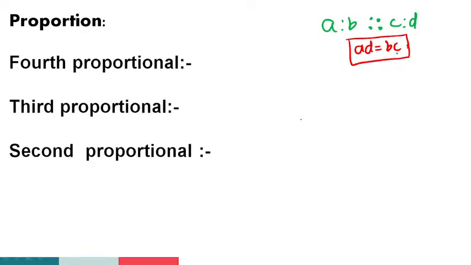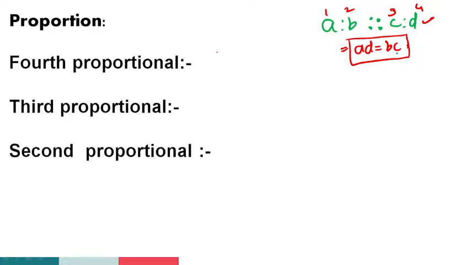In this proportion, guys, there are three formulas. The first one is the fourth proportion, next is the third proportion, and next is the second proportion or mean proportion. First one, fourth proportion. Fourth proportion means 1, 2, 3, 4, so find out the D value. What is the fourth proportion formation?